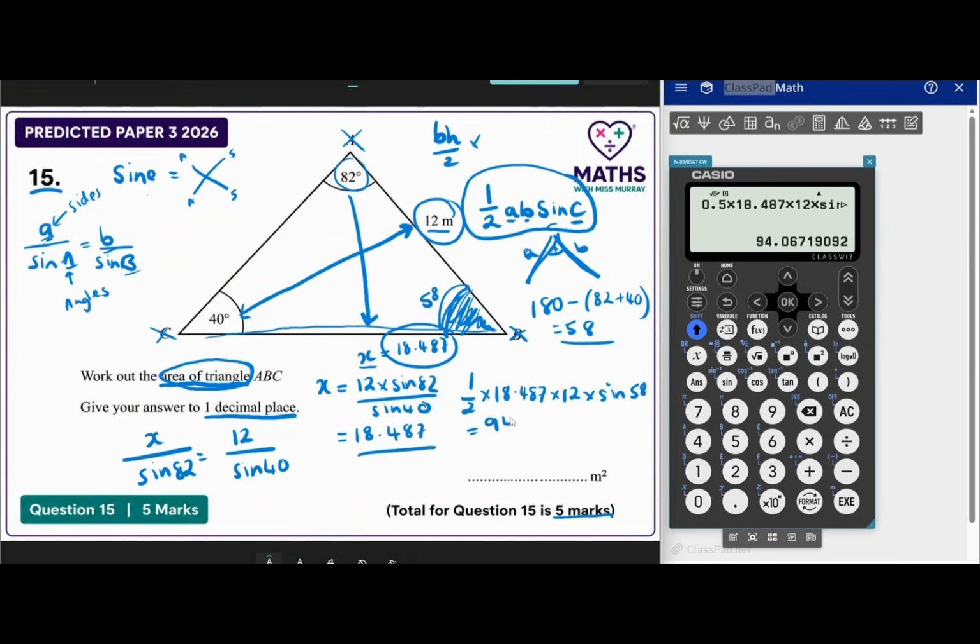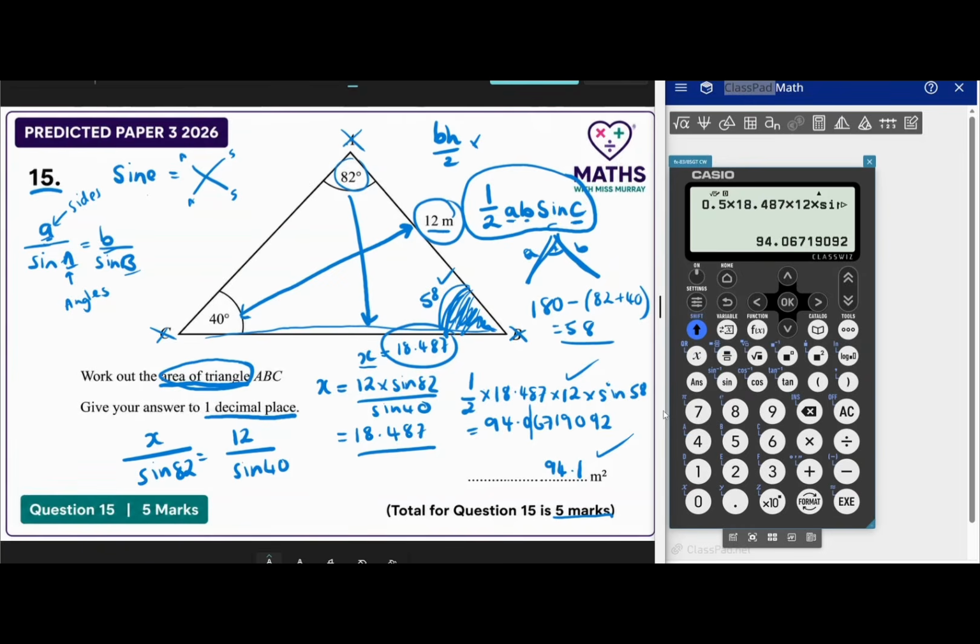Again, I would write the fully unrounded answer before you round on your answer line, just so you make sure you're not losing any marks in case your answer is incorrect. You show all of your working. So my answer to one decimal place will round to 94.1 meters squared for 5 marks. So I'd imagine you'd have got 2 marks for getting up to 18.487, another mark for working out the missing angle, then for substituting into the formula, and then for having the correct answer rounded correctly to 1 decimal place. So that is 5 marks for question 15.